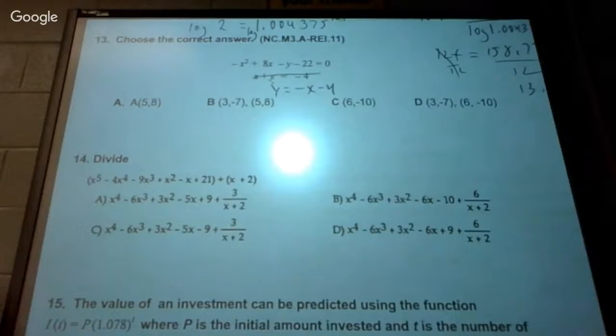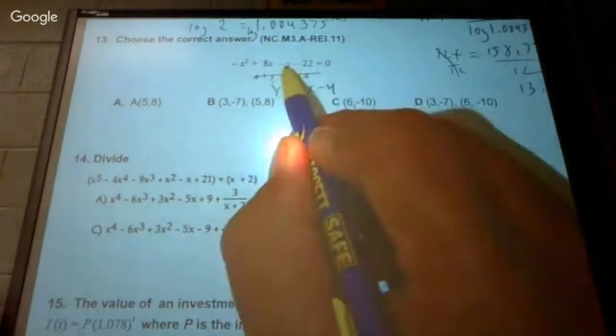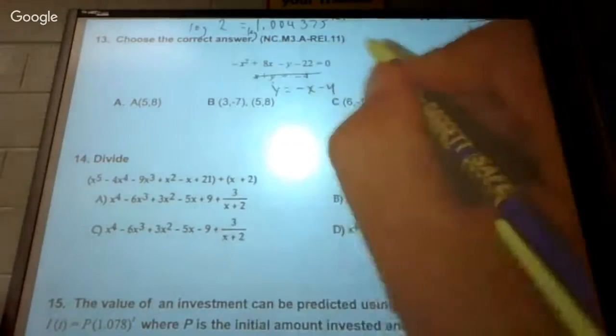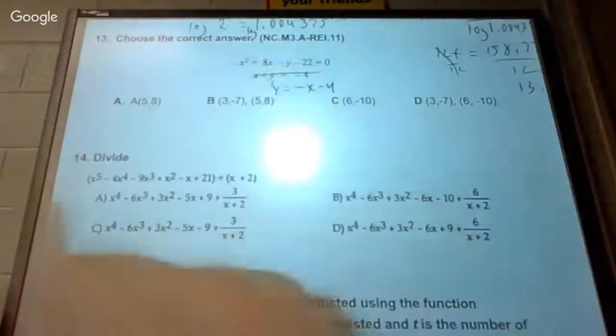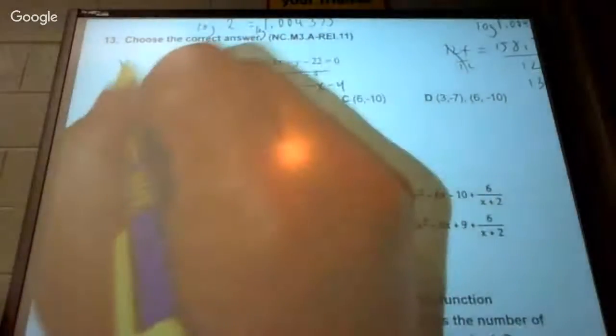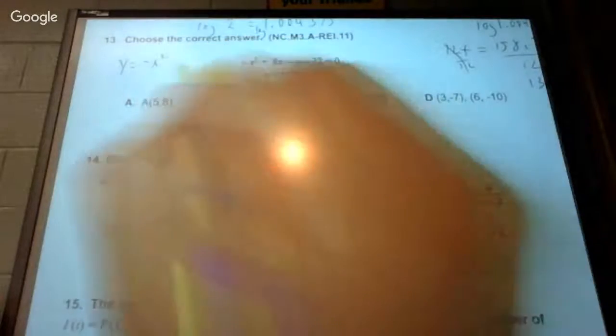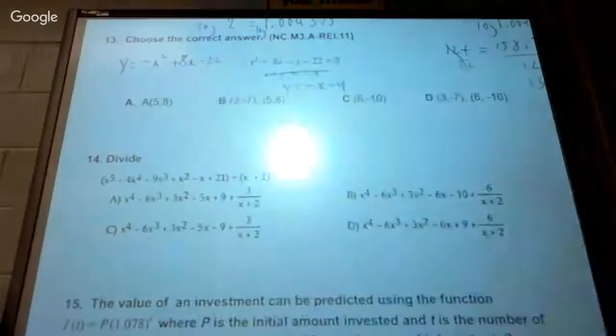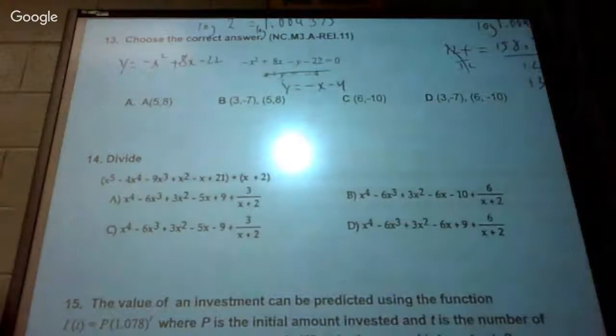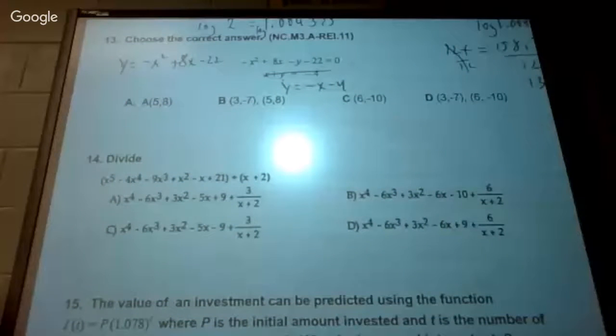Way number 2, take your calculator, solve the top one for y. And when you solve the top one for y, to save time right now, the answer will be y equals negative x squared plus 8x minus 22. And you take both of those and plug them into the calculator and see where they intersect.